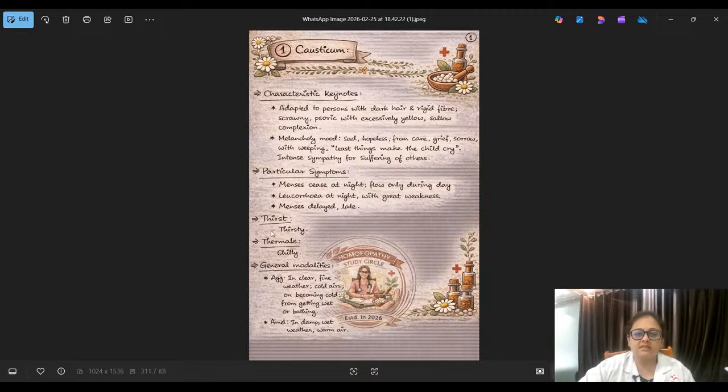Okay, next, thirst. Causticum is thirsty and chilly. General modalities: in clear, fine weather. So if the weather is clear and fine, that is spring, where it is nice and good outside, the Causticum patient will not feel better. Cold air, on becoming cold, from getting wet or bathing, these things will aggravate the complaints. Amelioration in damp, wet weather, warm air, like the rainy season, cloudy, rainy season, the Causticum patient will be happy, better.